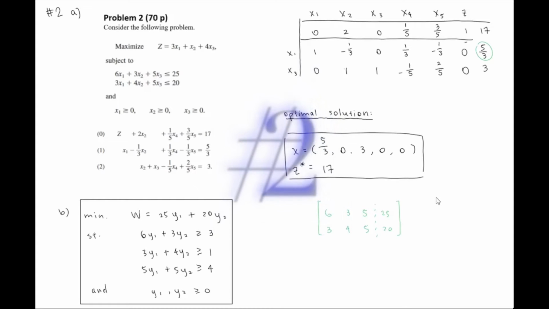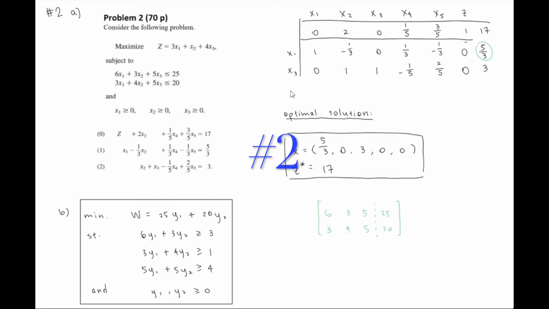So we're going to talk about problem number 2. For 2a, we want to identify the optimal solution from the set of equations. And this is our original problem, and this is the set of equations they're referring to. Now this is the final set of equations, which corresponds to the final tableau if we were to use the simplex method to solve this linear programming problem.